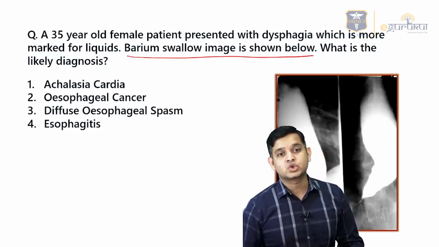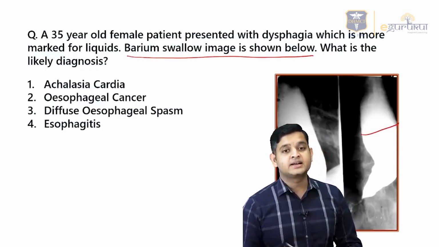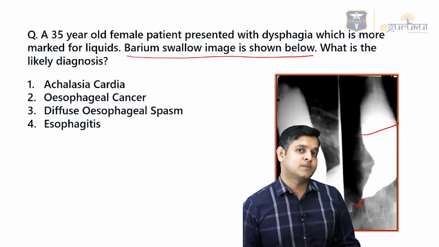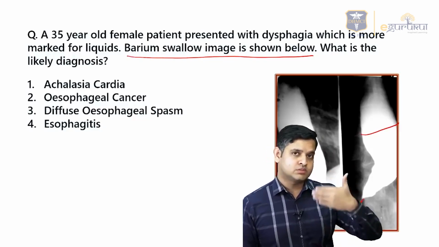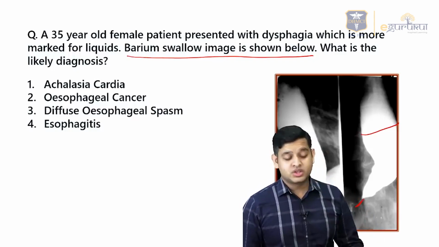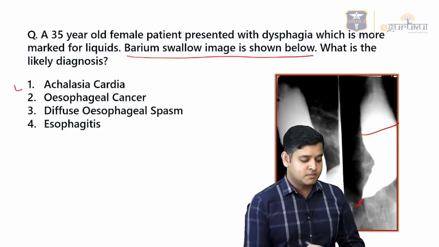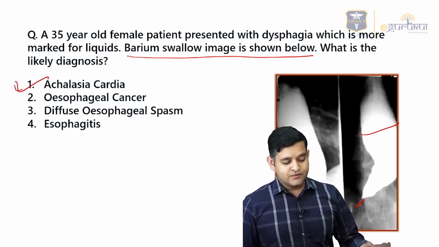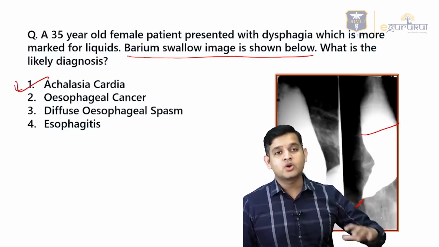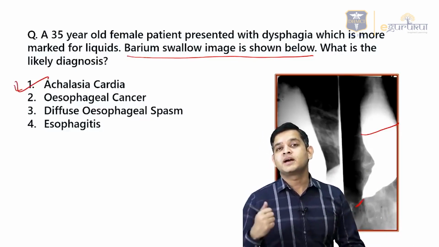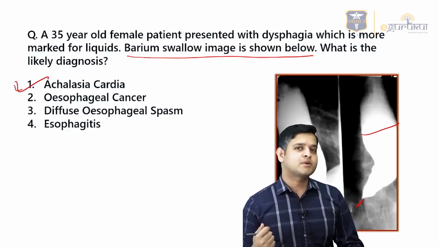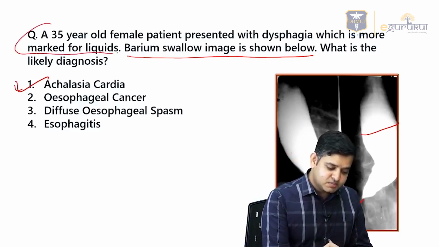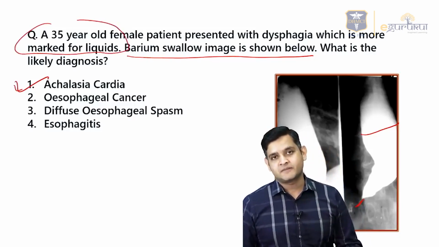Barium swallow image is shown below. So you are seeing a markedly dilated esophagus with narrowing at the lower esophagus, in the region of the distal esophageal sphincter. This is a typical image called the bird beak appearance, an image of achalasia cardia. Now if I change this question and say that the dysphagia is more marked for solid, then I am probably dealing with an obstructive cause, and I would have thought in terms of carcinoma esophagus. So this clinical history is making your life much easier in such cases.